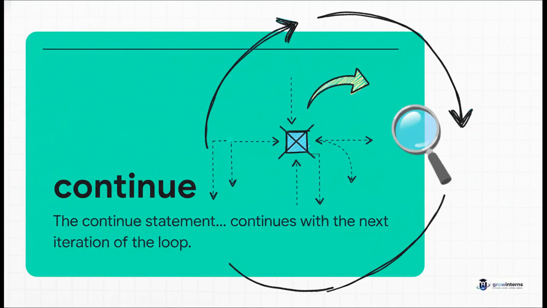So what that means is, the moment Python hits a continue, it immediately stops what it's doing in the current cycle and jumps right back to the top of the loop to start the next one. Anything that comes after continue inside that loop just gets ignored for that round.